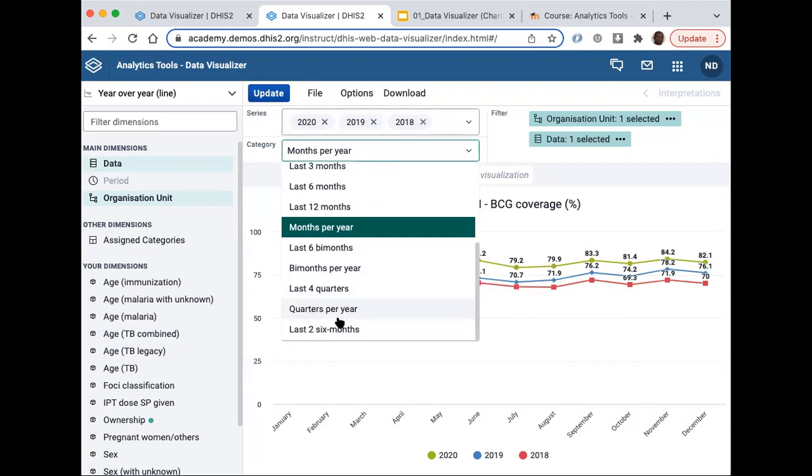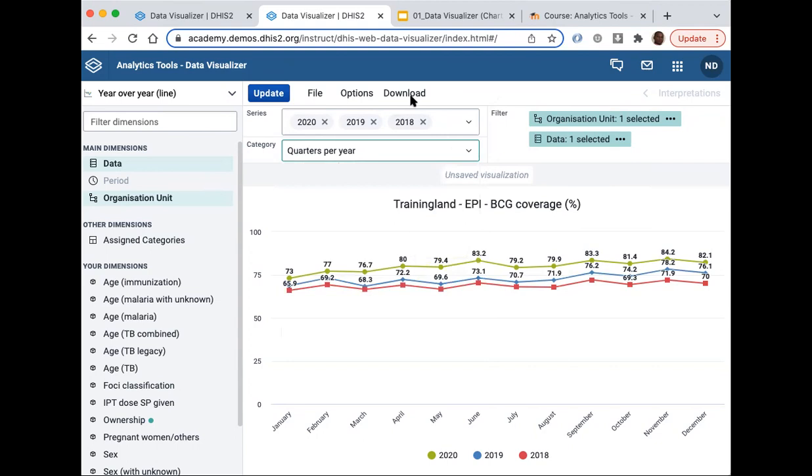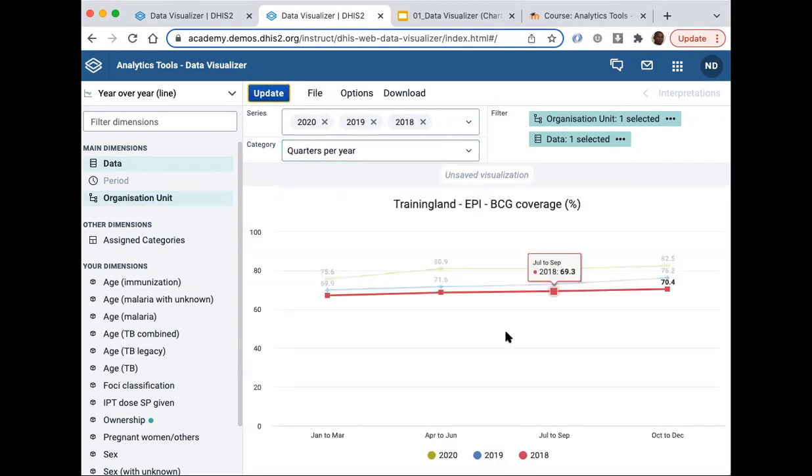So this is now the dimension that has come in because I have used the year over year chart. You will see that this changes depending on the chart that we have used. You've not seen this before. Say I can put this on quarters per year, which is the graph. And then when you update, it is now going to put your data into quarters, so it puts first quarter, second quarter, and so on like that.